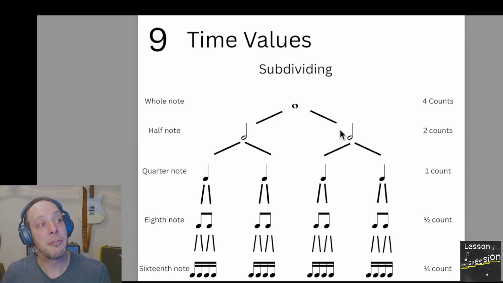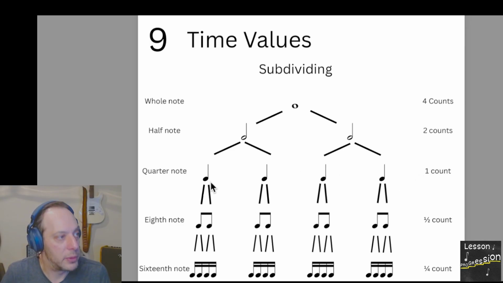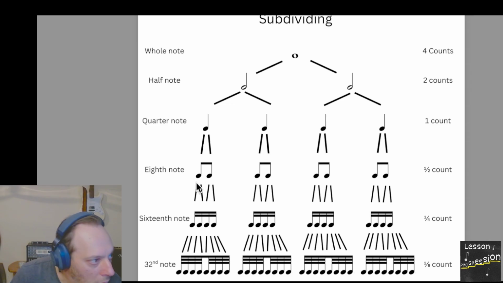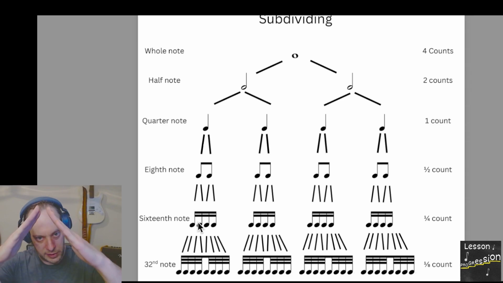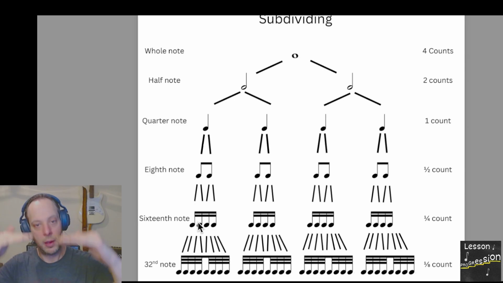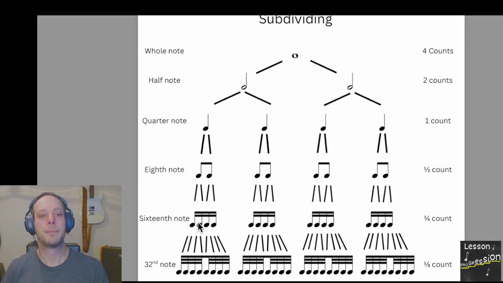If I take the half note again and I split that into 2, well, I get 1 count for each of these quarter notes. And on and on and on. So I split the quarter note in half. And then I take one of my 8th notes and I split that in half. And then you see this pyramid form, or subdividing.